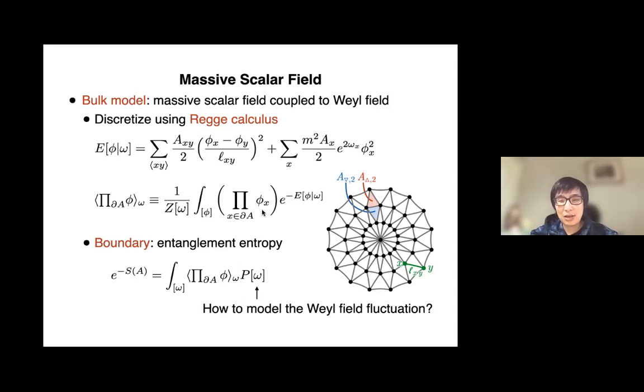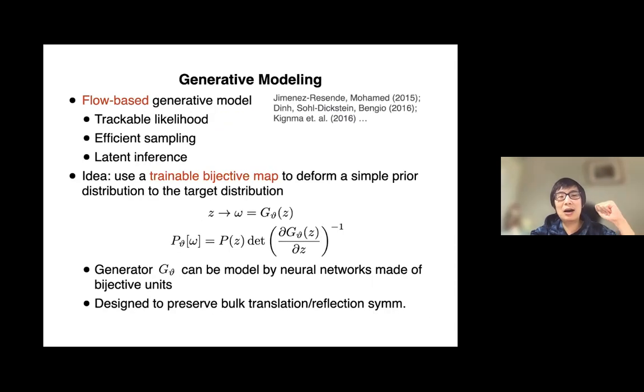So that can be calculated efficiently. And then we also want to sum over all kinds of Weil field configuration weighted by the probability distribution of the Weil field. Once we perform that average, it will provide us a prediction of the entanglement entropy, actually e to the minus entropy. That will be matched with the data in order to extract the Weil field probability distribution, basically. So the point is how to model this seemingly very complicated joint distribution of the Weil field configuration.